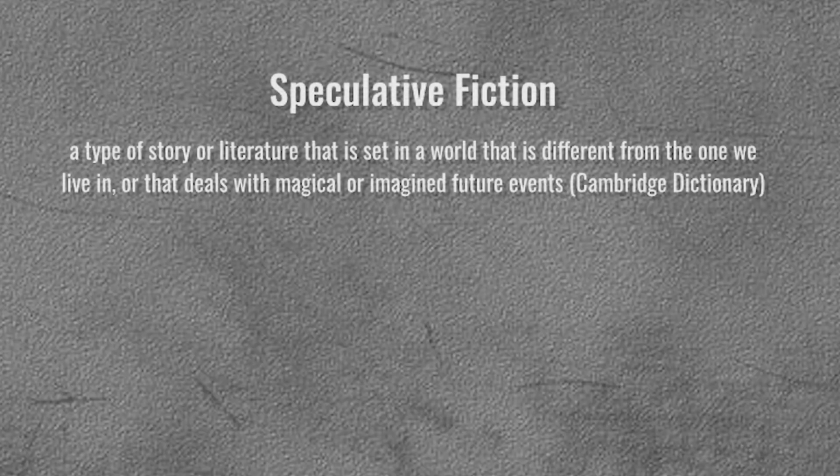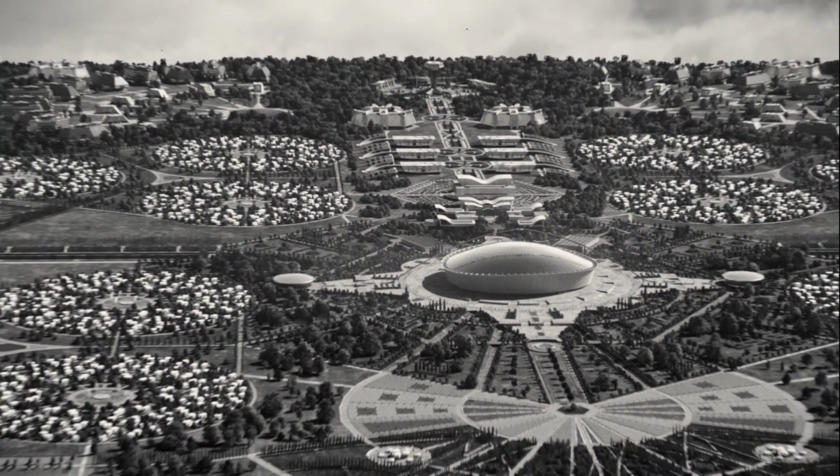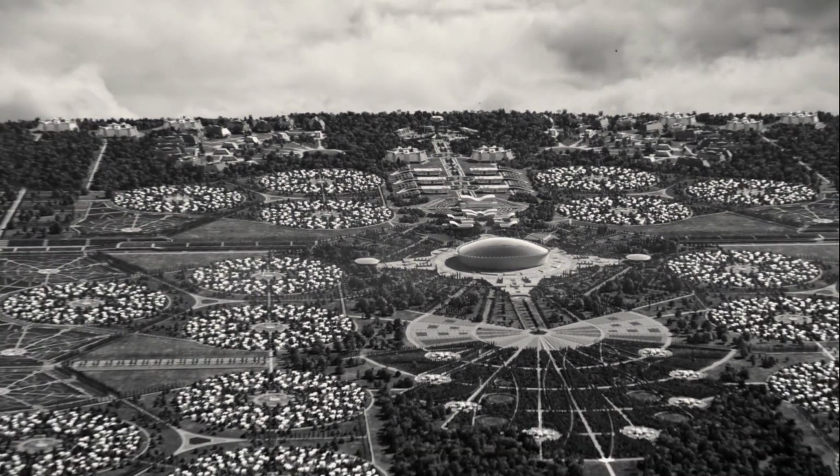Dystopia falls under the umbrella of speculative fiction, meaning a type of story or literature that is set in a world that is different from the one we live in, or that deals with magical or imagined future events. Under this umbrella term, you can find science fiction, fantasy, horror, superhero fiction, and supernatural fiction. You can also find utopia and dystopia. Utopia and dystopia are often depicted as two sides of the same coin.